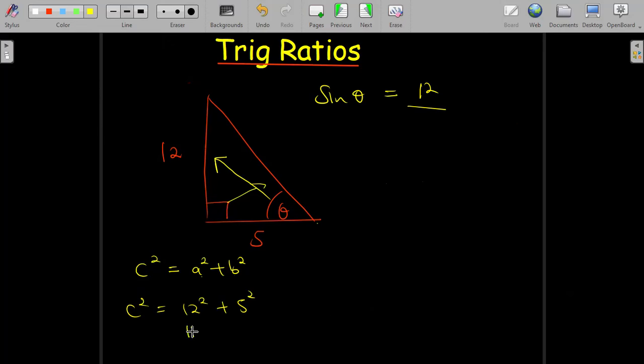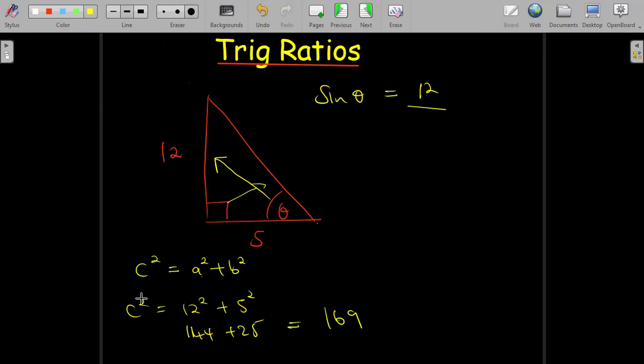So now, what do I get? I get 144 when I square 12, then here I get 25. What do I get when I add those two? 144 plus 25 gives me 169. So I get 169 here.